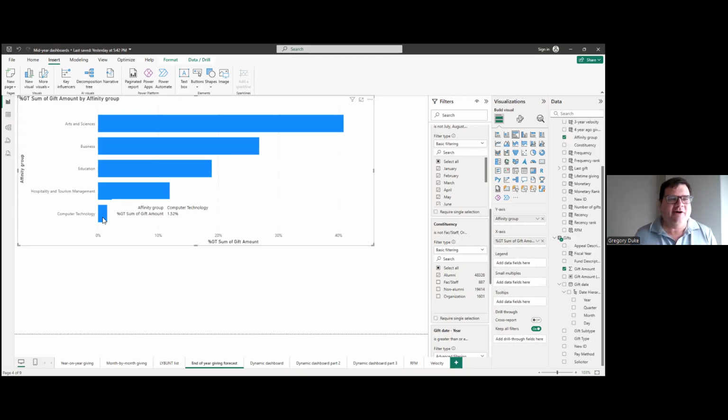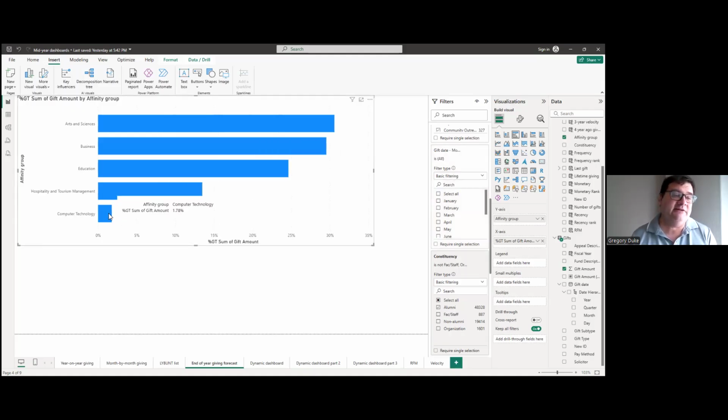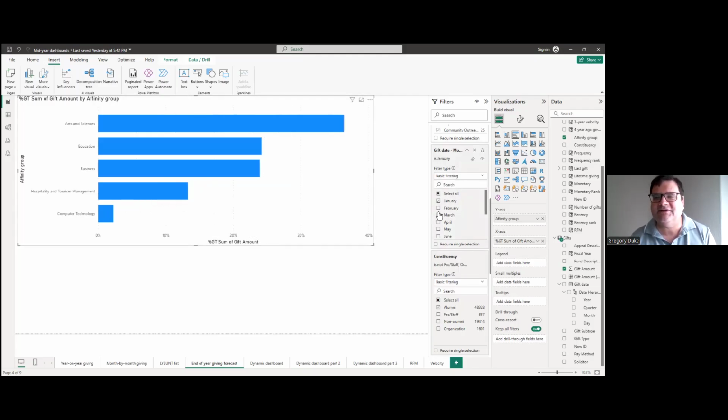Why is that? Are they just not giving? We can compare this to what they gave throughout the year by simply clicking on select all for gift date month. It does look like they give a little bit more over the year as a whole. If we just select the last 6 months, their giving is almost double what it was in the first 6 months. So maybe they are more likely to give during the last 6 months of the fiscal.